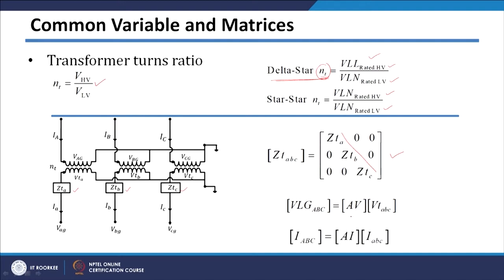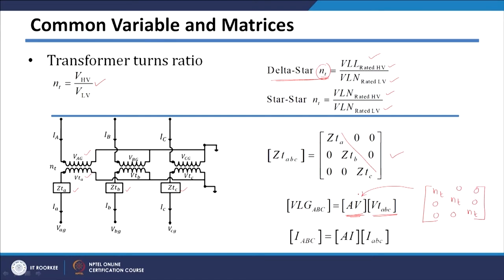Then we have seen the transformation matrix, which basically transforms the terminal voltages on the secondary side of the transformer to the terminal voltages on the primary side. To represent this, we are using this AV matrix, and we have seen that this AV matrix is nothing but a diagonal matrix having NT terms on the diagonal, and all the non-diagonal entries will be 0.